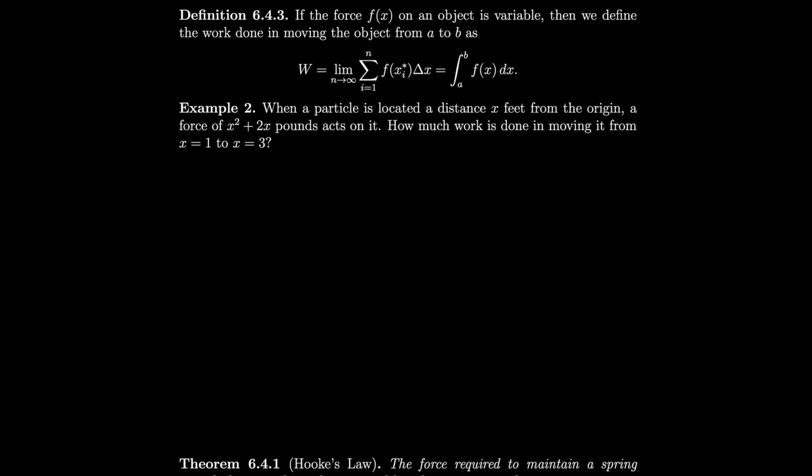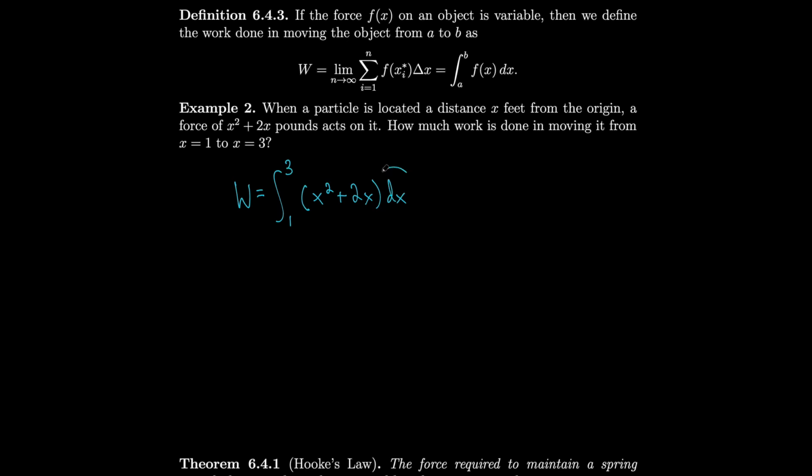So let's do an example of that. When a particle is located a distance x feet from the origin, a force of x squared plus 2x pounds acts on it. How much work is done in moving it from x equals 1 to x equals 3? Well, the work done is just the limit of this Riemann sum, so it becomes an integral by definition. So it's the integral from x equals 1 to x equals 3 of the force function, x squared plus 2x, times a tiny little dx.